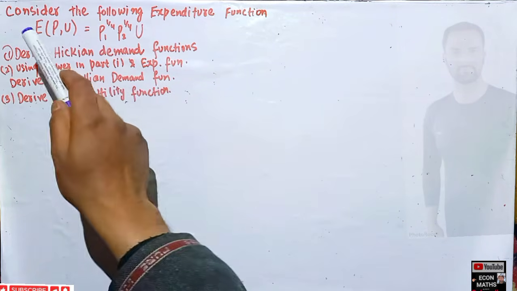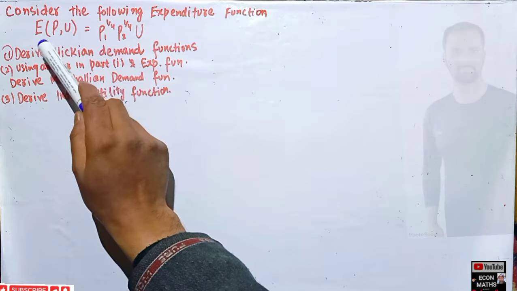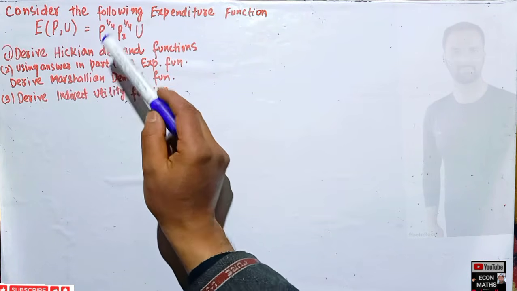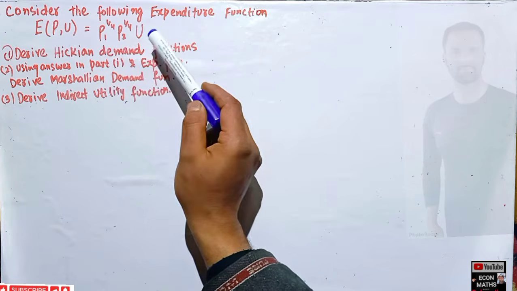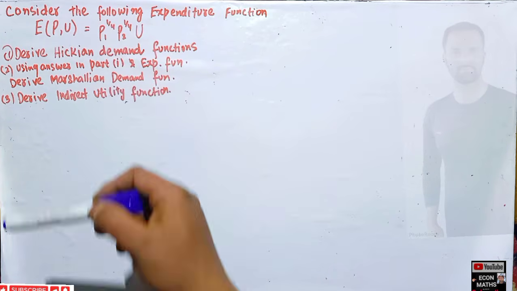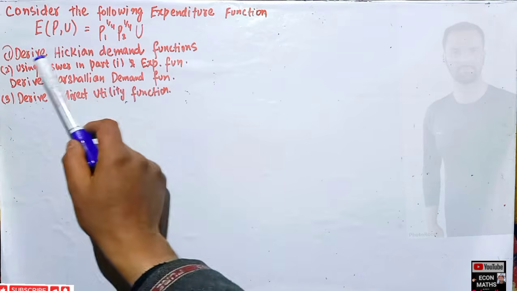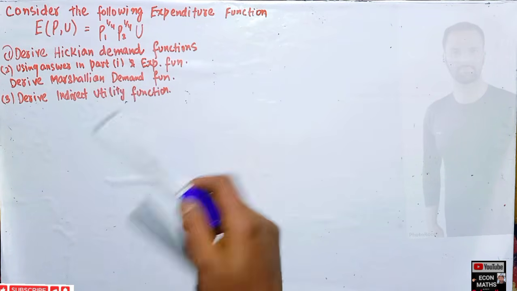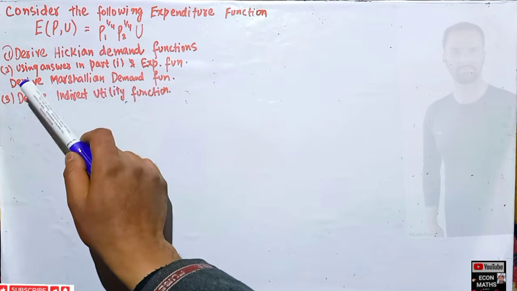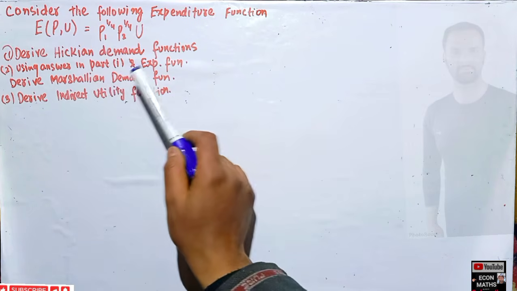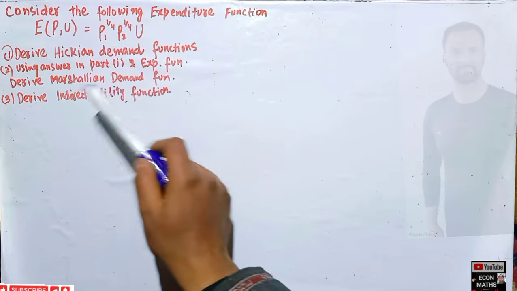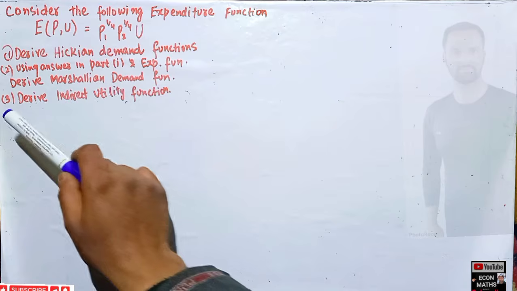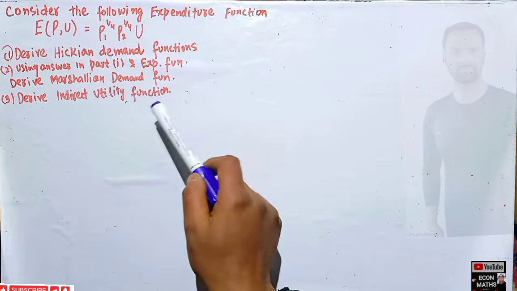So we are being given the expenditure function, which is a function of price and utility, that is p1 raised to the power 1/4 into p2 raised to the power 1/4, where p1 and p2 are the prices and u is the utility. We have to first derive the Hicksian demand function, what we call the compensated demand function. After that, using the answer in part one and the expenditure function, we have to derive the Marshallian demand function, what we call the uncompensated demand function, and also derive the indirect utility function.